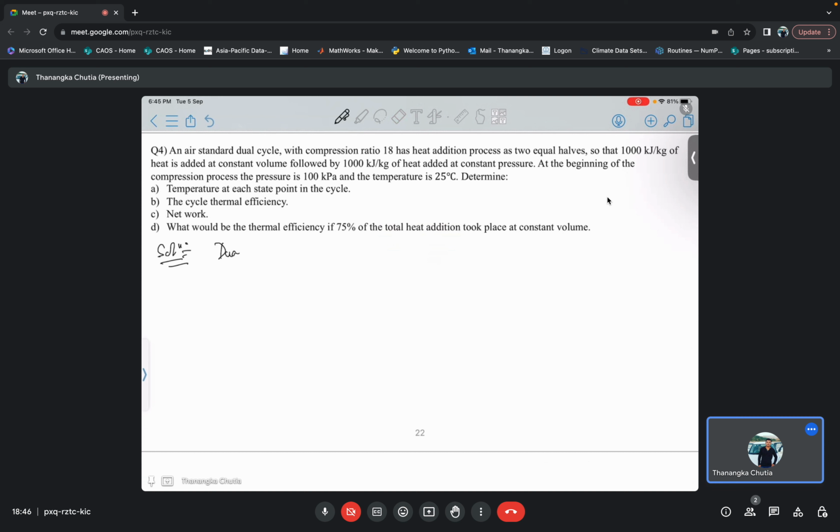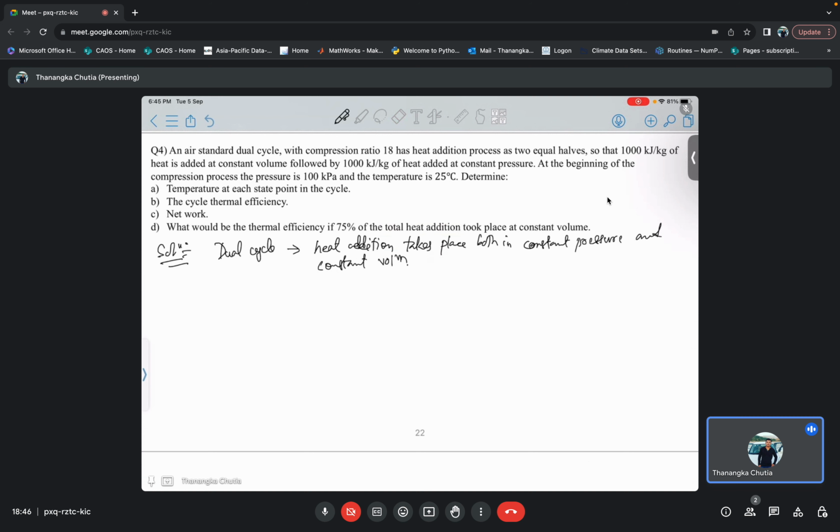Dual cycle. Okay, the only difference is that heat addition takes place both at constant pressure and constant volume. Okay, so that means what?